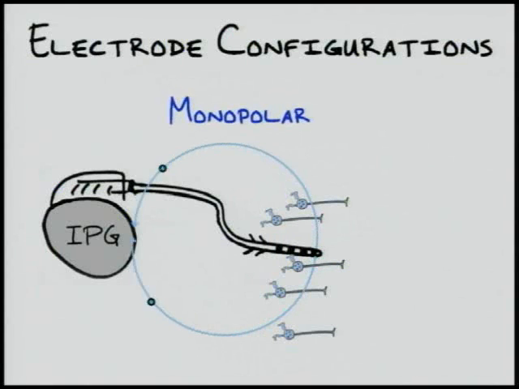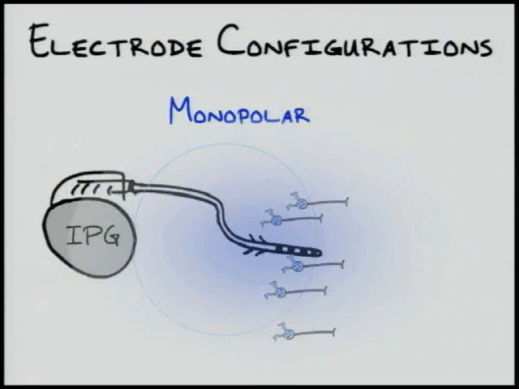Monopolar stimulation is another method of configuring the neurostimulator device. In monopolar stimulation, charges flow between one electrode on the lead and the neurostimulator case. In other words, the neurostimulator case acts as one of the two electrodes required in the electrode pair.